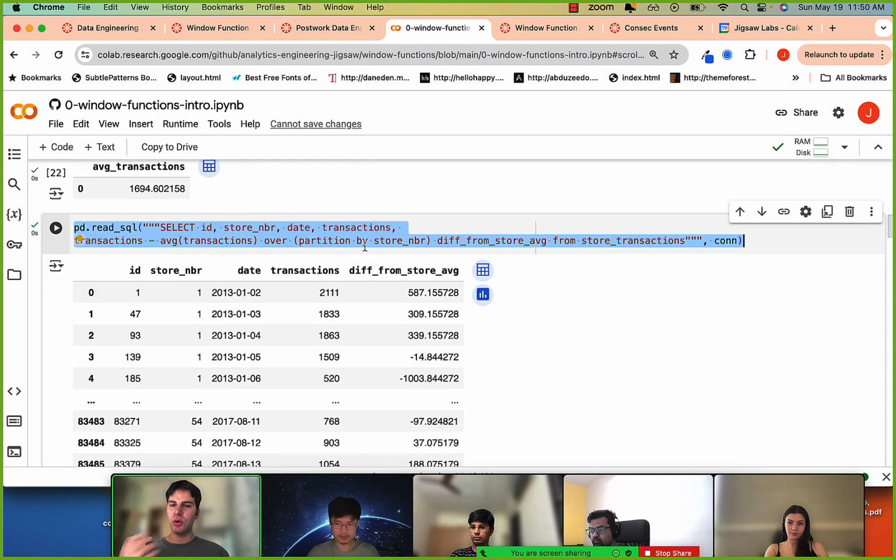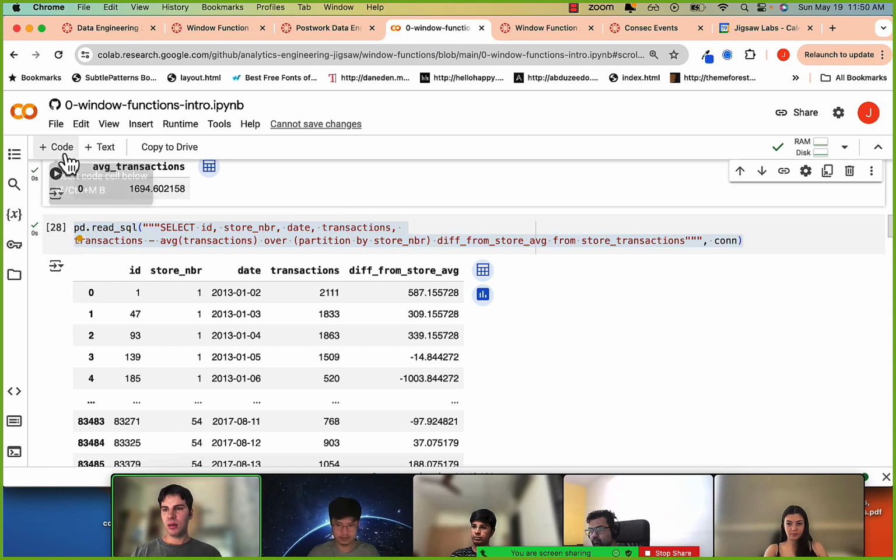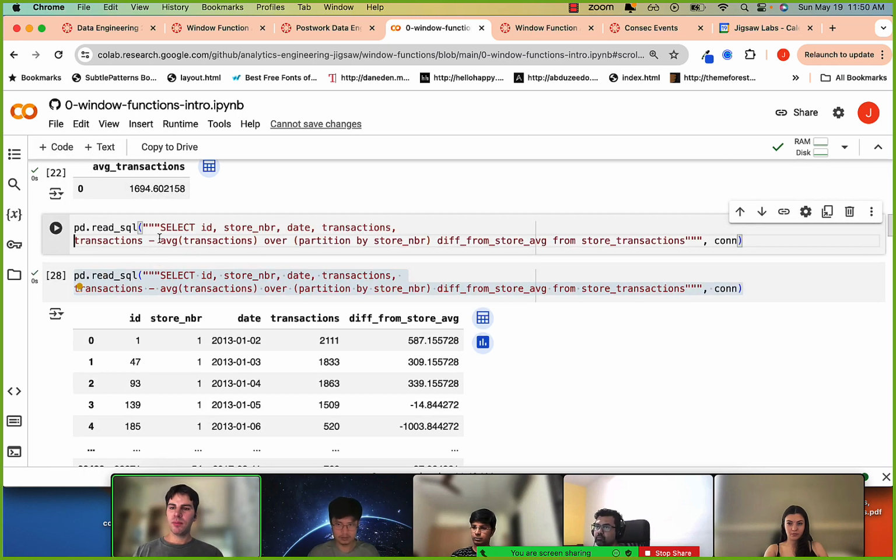And then the same thing, let's just do it more. You can imagine doing it per day. So what would that be? Just partition by the day. Partition by date, and it would be the number of transactions minus, let's just do, average transactions. So this time, this is average per day. So select these columns: ID, store number, date, number of transactions. Here's the average number of transactions.